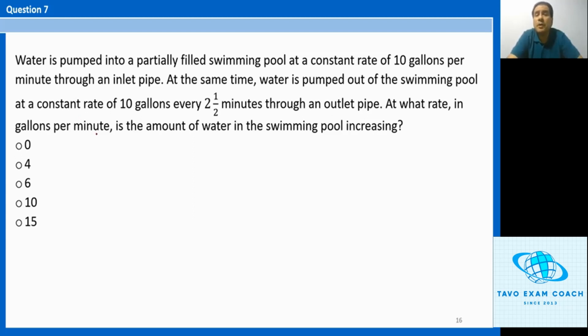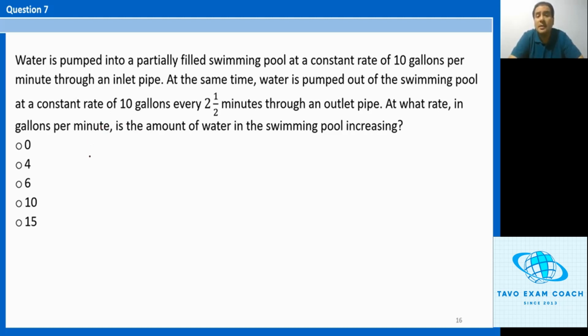Water is pumped into a partially filled swimming pool at a constant rate of 10 gallons per minute through an inlet pipe. At the same time, water is pumped out of the swimming pool at a constant rate of 10 gallons every 2.5 minutes through an outlet pipe. At what rate in gallons per minute is the amount of water in the swimming pool increasing?